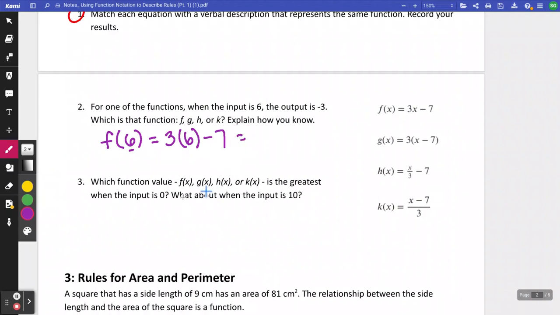If we do some more math with that, 3 times 6 is 18, and 18 minus 7 is the number 11. Great math right there, but that's not an output of -3. So I know it's not function f. There's 3 more functions for us to try. Go ahead and pause the video now. See if you can figure out which one of these is going to give us that output of -3.